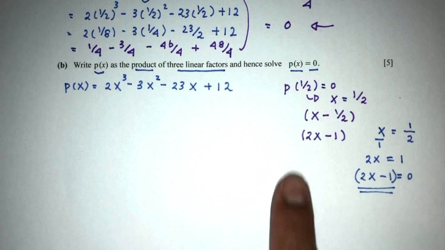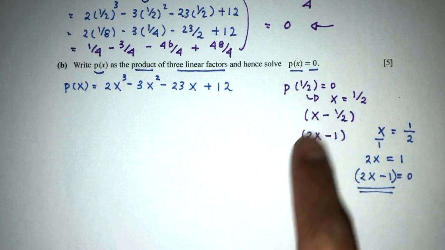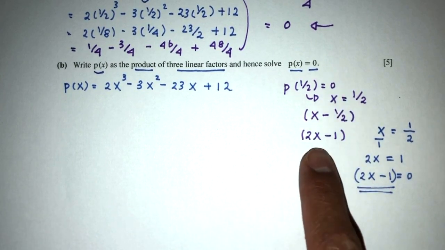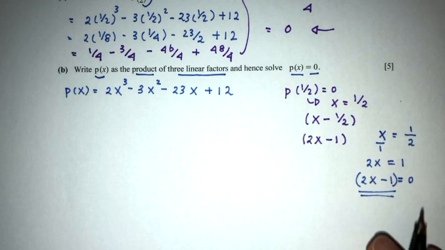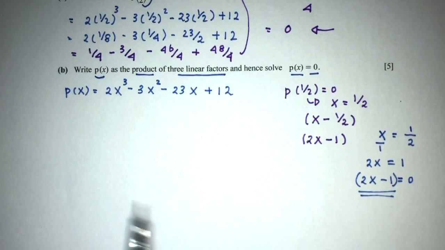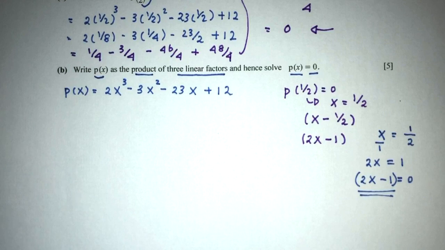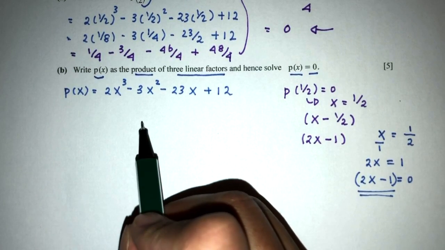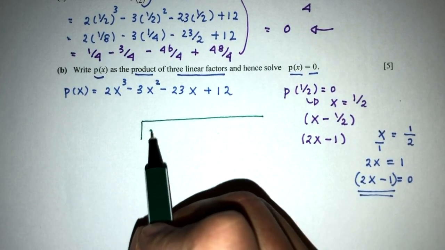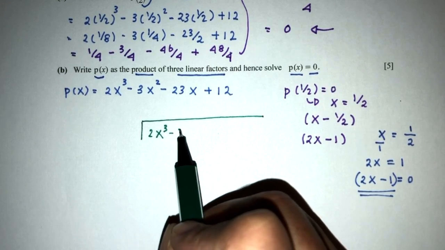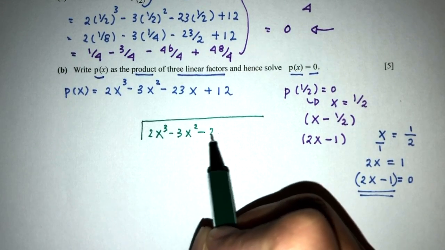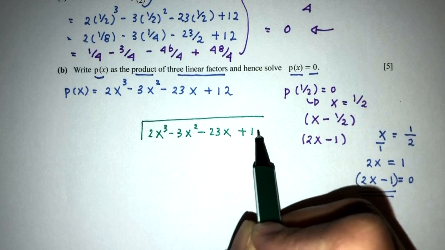But the point is, we know that this one is a factor because it is equal to 0. So we can use this as my first linear factor. Now to find the other two, we have to perform long division. So let's do that. That will be 3x squared minus 23x plus 12.